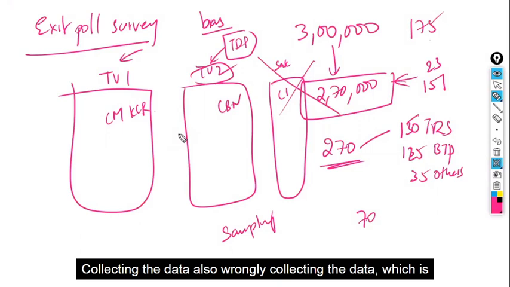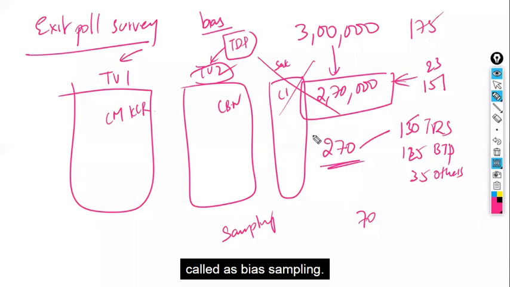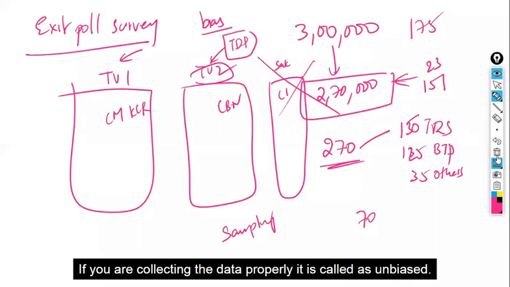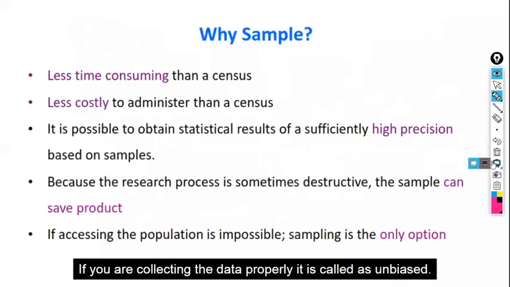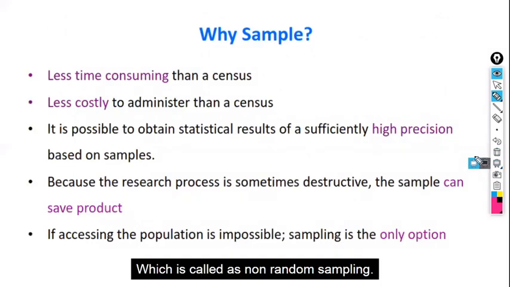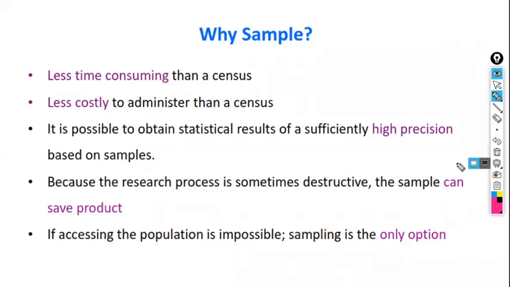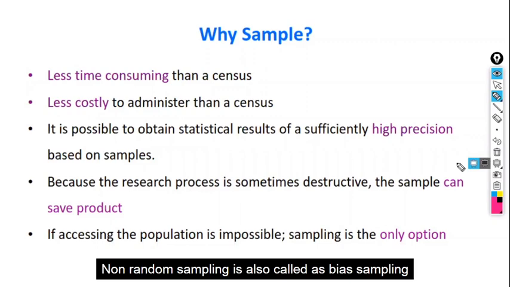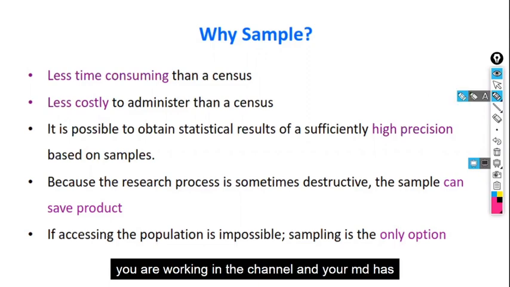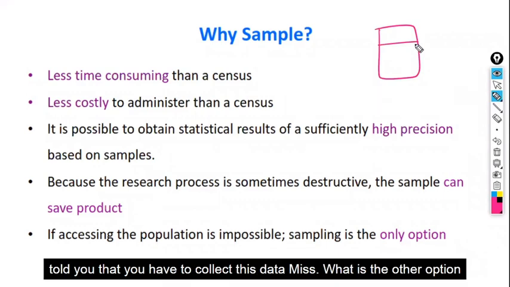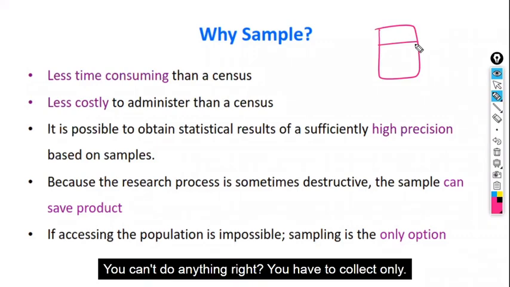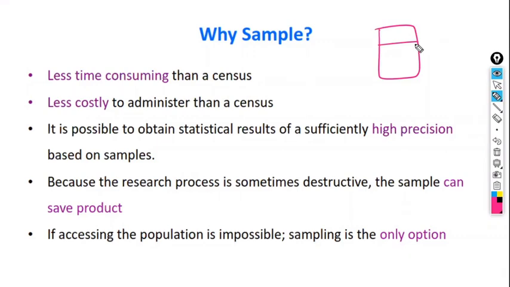Collecting the data wrongly like this is called biased sampling. If you are collecting the data properly, it is called unbiased, which is random sampling. So random sampling is there, and non-random sampling is there. Non-random sampling is also called biased sampling. Who will do biased sampling? For example, you are working in the channel and your MD tells you that you have to collect this data. What other option do you have? You can't do anything, right? You have to collect only that.